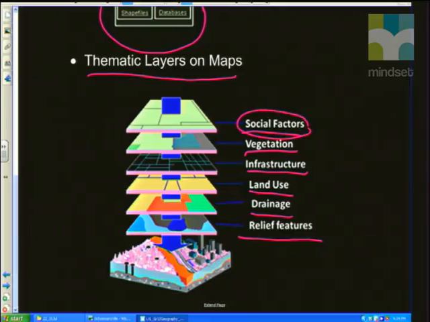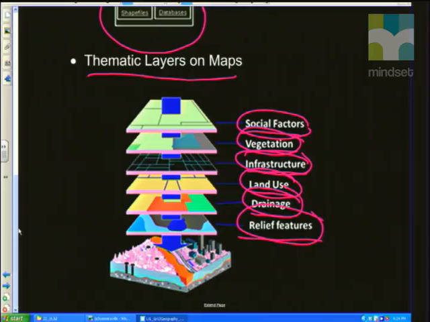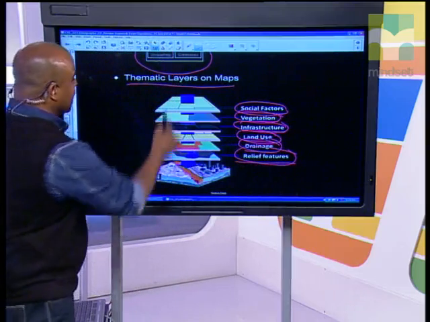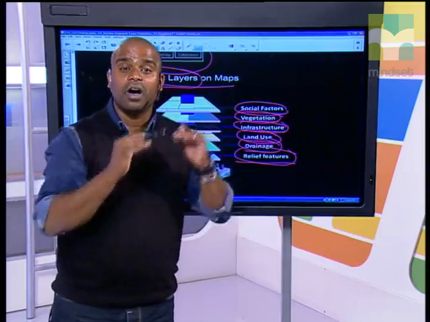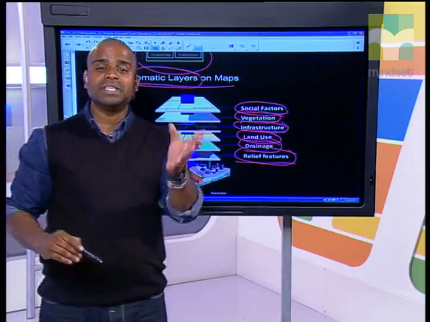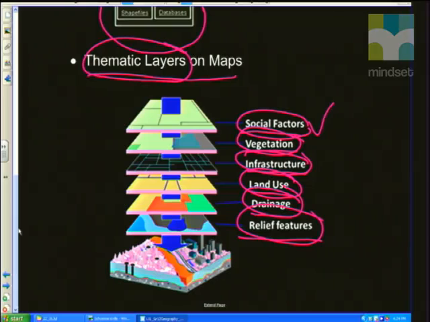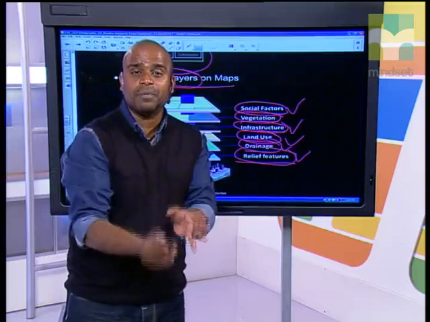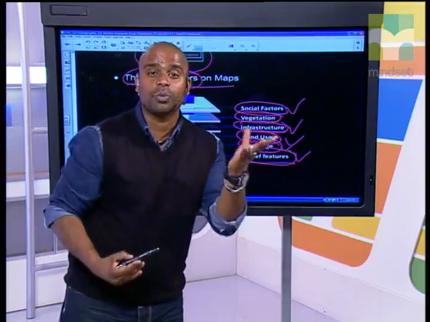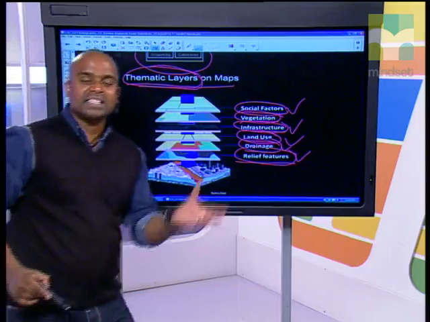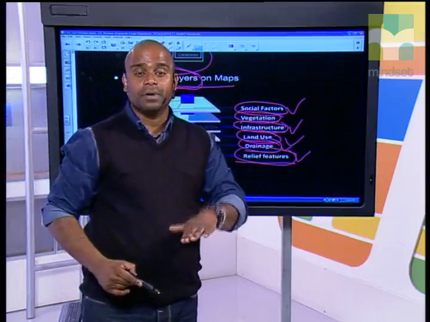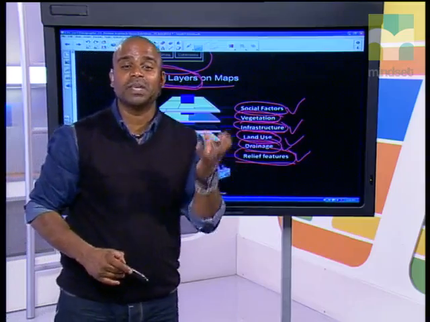All the data on social factors, vegetation, infrastructure, land use, drainage, and relief features that have been inputted into the computer now becomes information in the form of thematic layers. Depending on the user of this information, let's say, for example, it is urban development, he will require social factors, infrastructure, land use, as well as drainage and relief features. So he would manipulate the specific information to enable him to make a decision on whether a particular area requires urban development. Now, note thematic layers. Thematic layers are specific data that enables information to be manipulated.